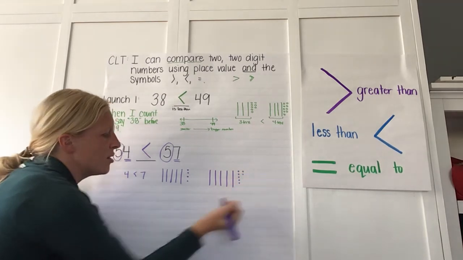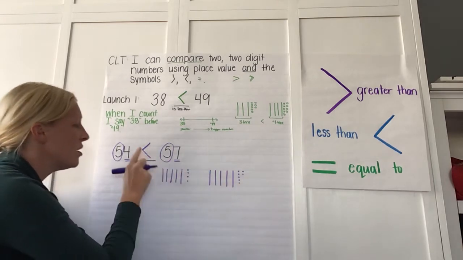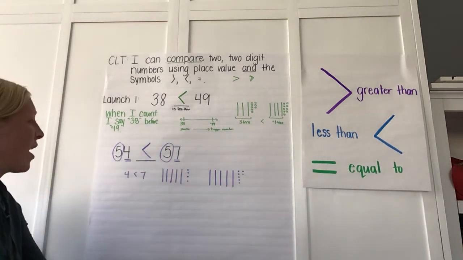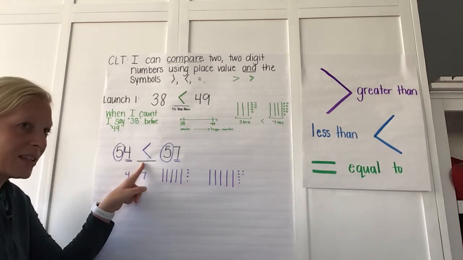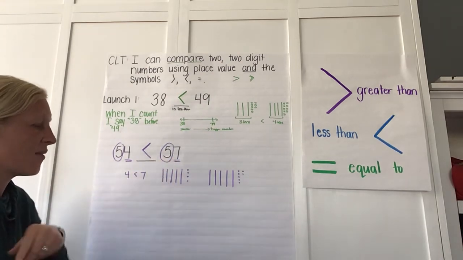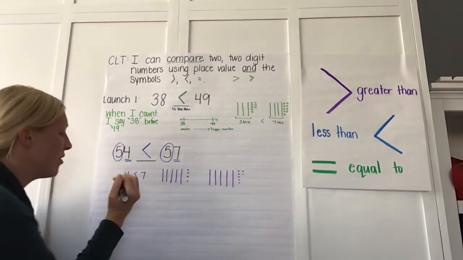And when we look at those dots, those are the same, but that's a smaller number than this one. So we know that what? Let's read this out loud. 54, can I hear you, friends, is less than 57. Ooh, you guys are getting good. What about this one?